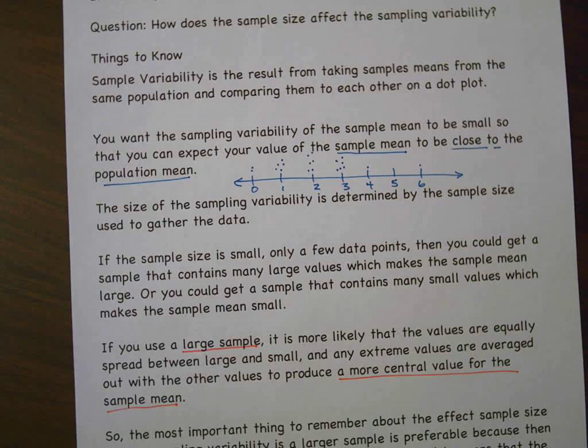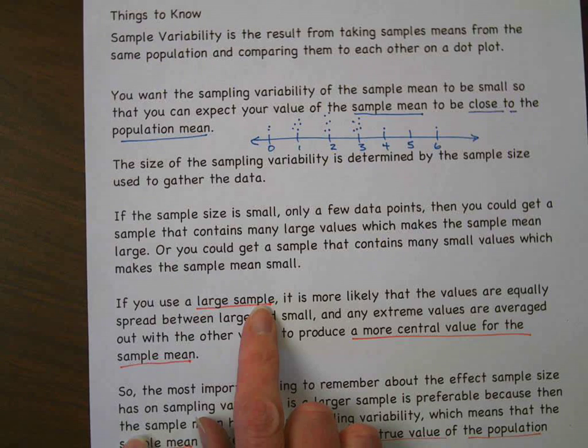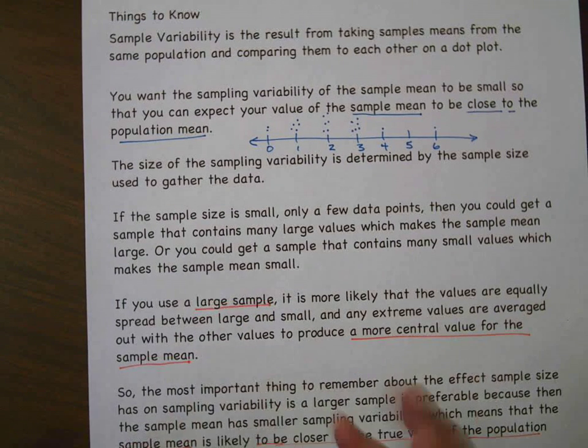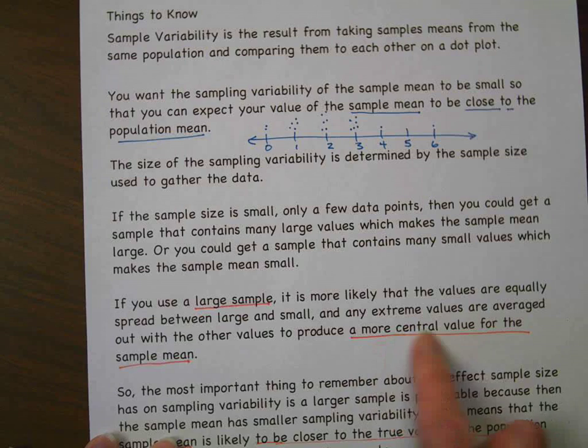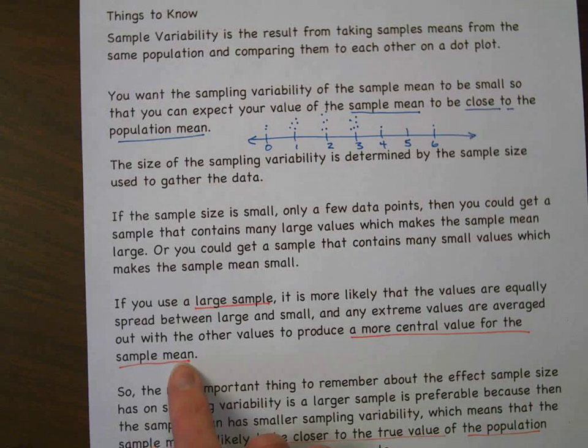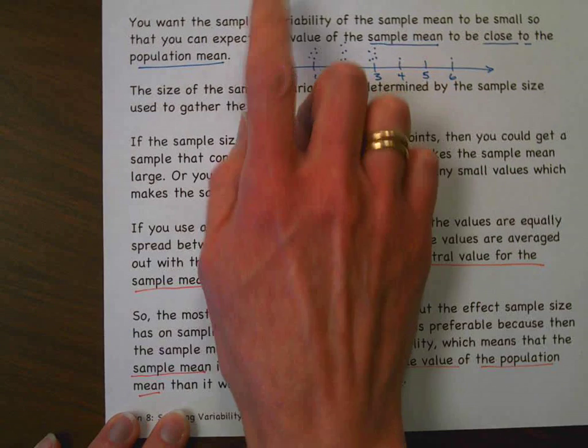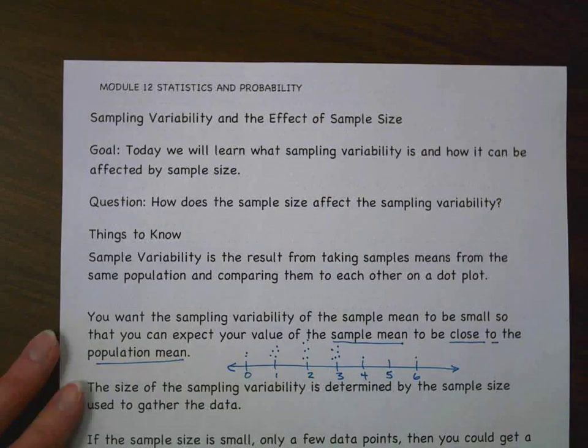And then the other important thing to remember about this lesson was your sample size. You want your sample size to be large enough that it can represent everyone involved, because with the larger sample, you'll get those extreme values averaged into the whole thing, and it will have a more central value of the sample mean. And remember, you want your sample mean to be close to the true value of the population mean, like we set up here.